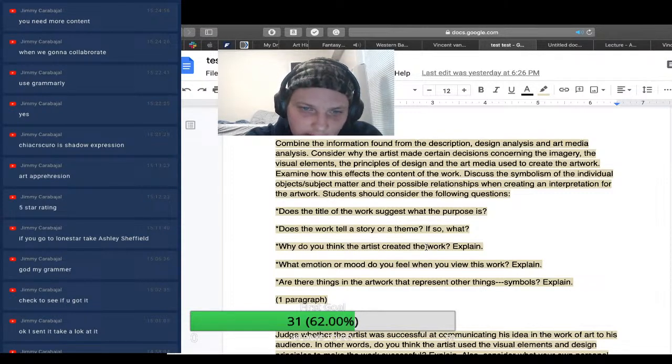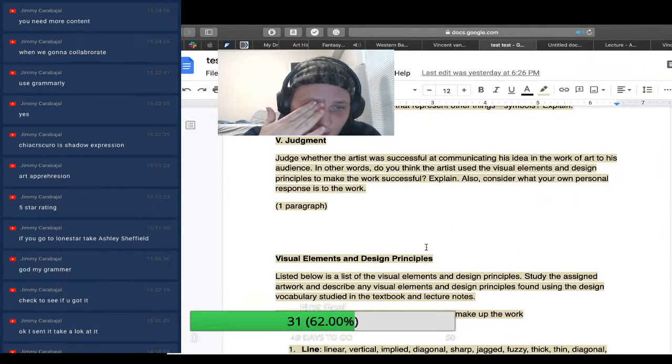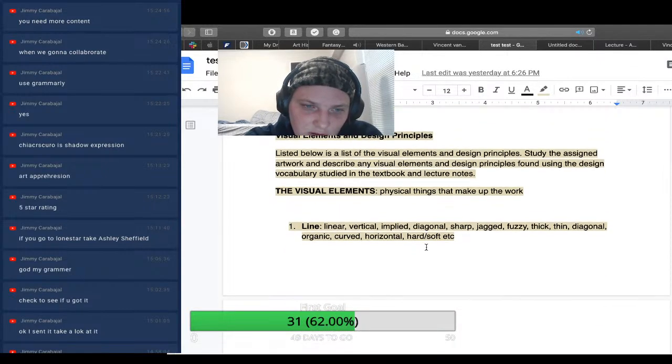And the assumption is, does it work? Why do you think he did it? Judgment: judge whether the artist has been successful at communicating his idea in the work of art to his audience. In other words, do you think the artist used the visual elements and design principles to make the artwork successful?